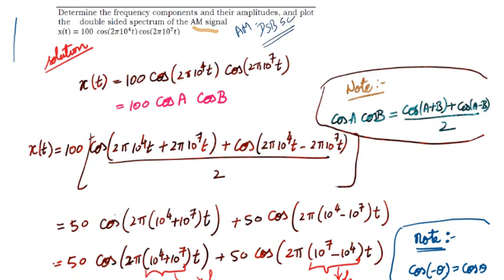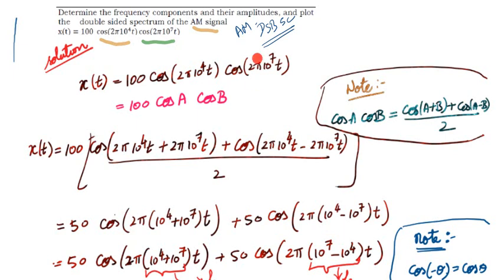So this is that signal x of t, right? You would know that this is your message signal and this should be your carrier signal. The question is we have to find the frequency components, their amplitudes, and plot the double-sided spectrum. So your x of t is 100 cos 2 pi 10 power 4 t cos 2 pi 10 power 7 t.